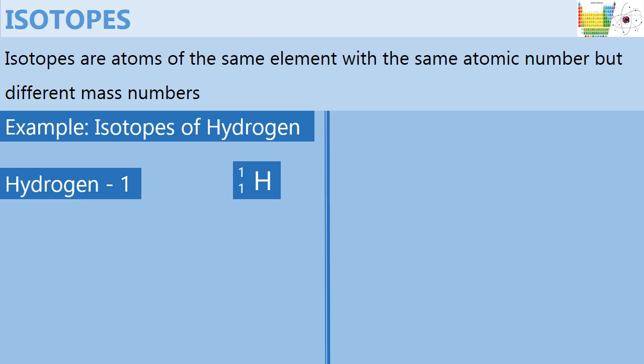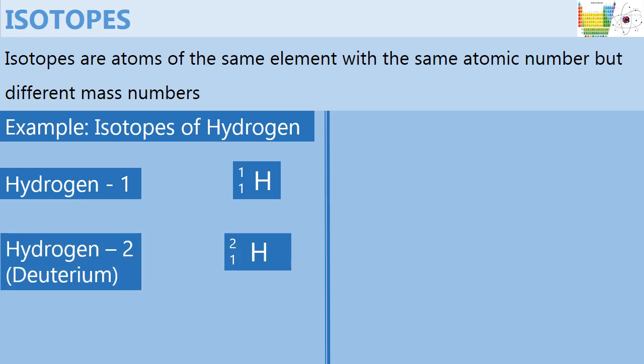The second isotope is hydrogen 2 or deuterium. Notice that the mass number is 2 this time instead of 1. That means deuterium has got 1 proton and 1 neutron to give us a mass number of 1 plus 1, which is equal to 2.